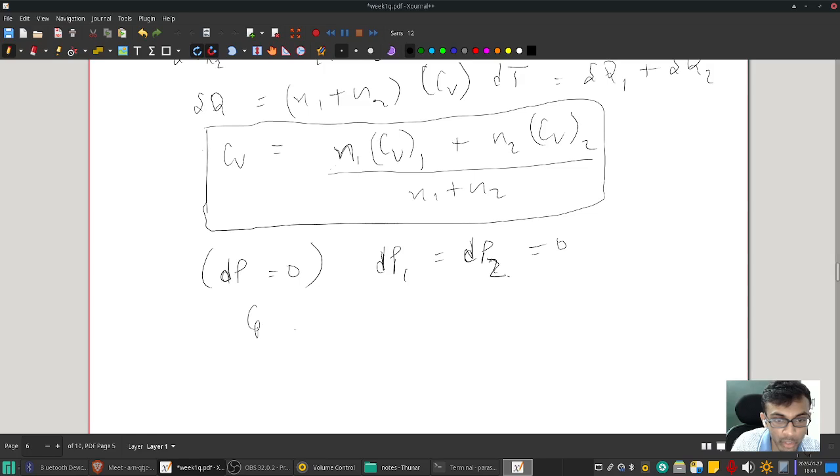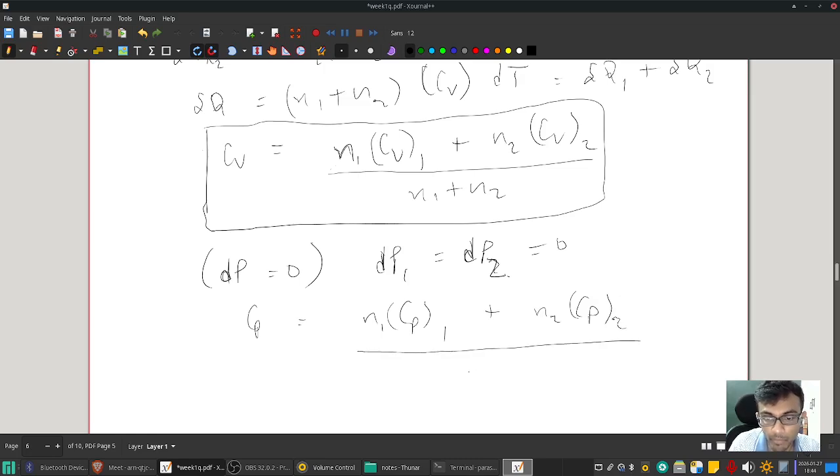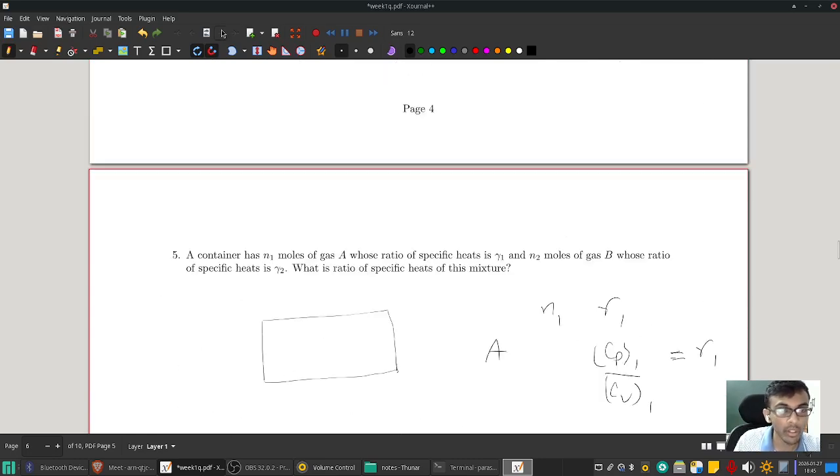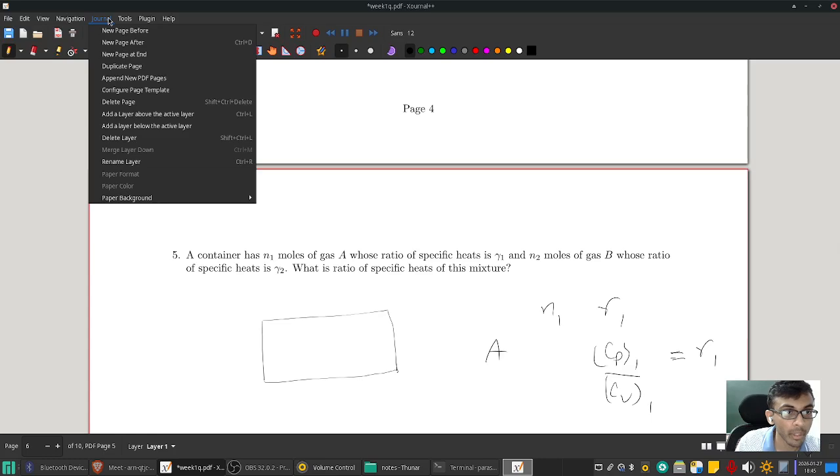Yeah, so we will get a similar expression for the specific heat at constant volume. Yeah, so we have both these quantities and all it remains is to take the ratio of these two quantities. Yeah, again, so this problem will appear.